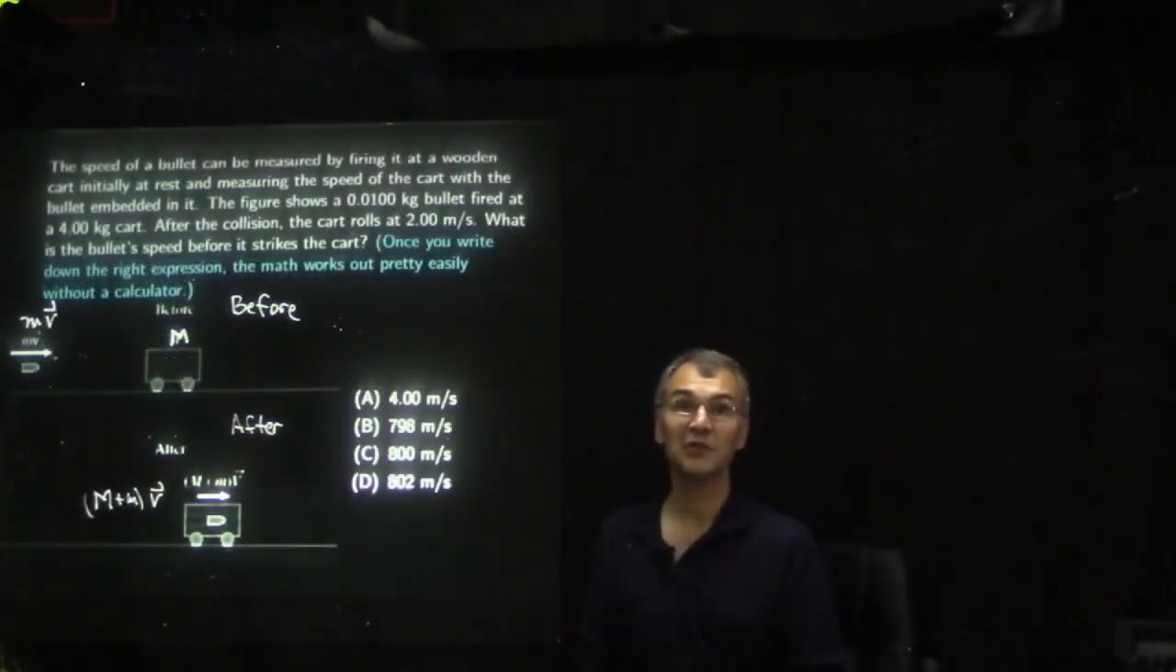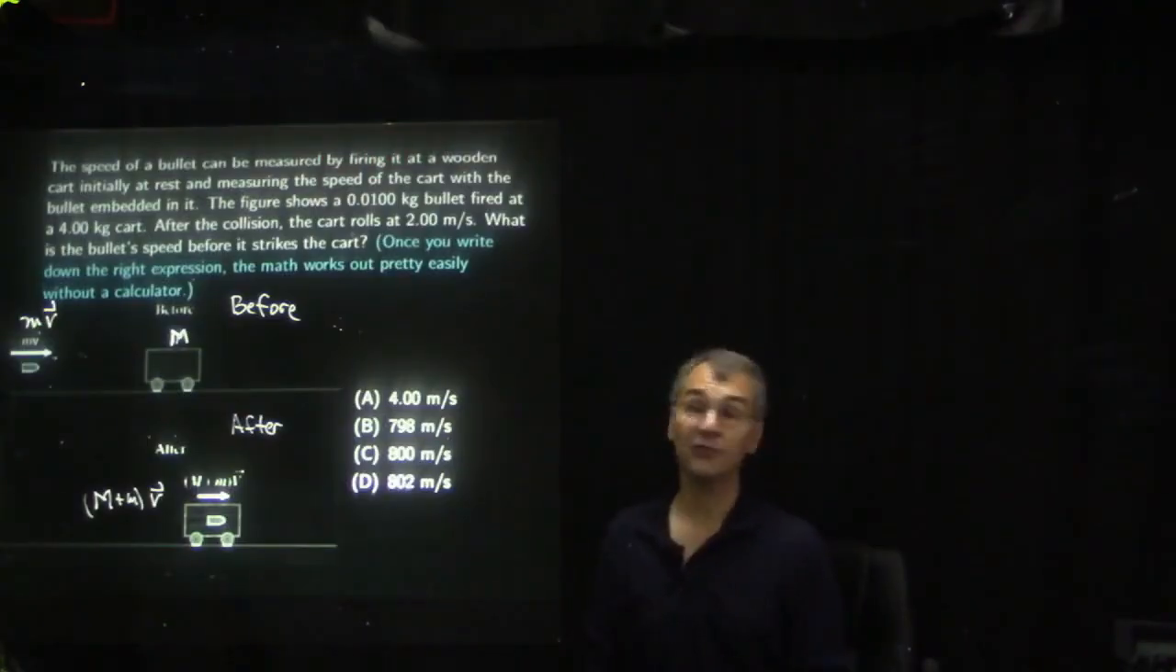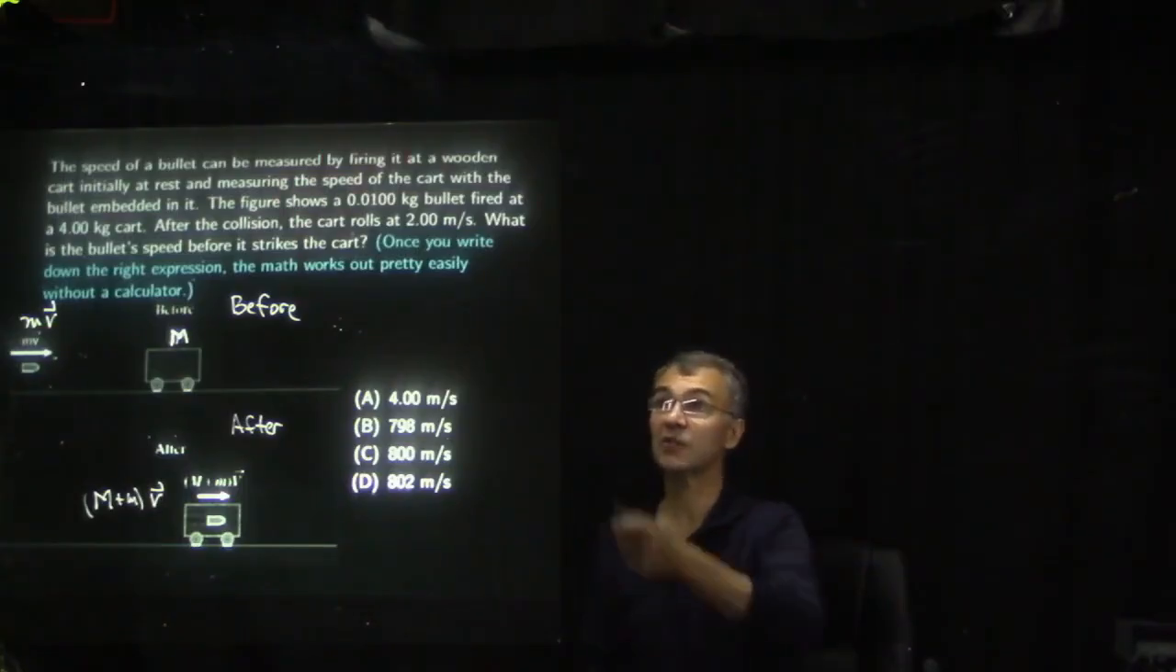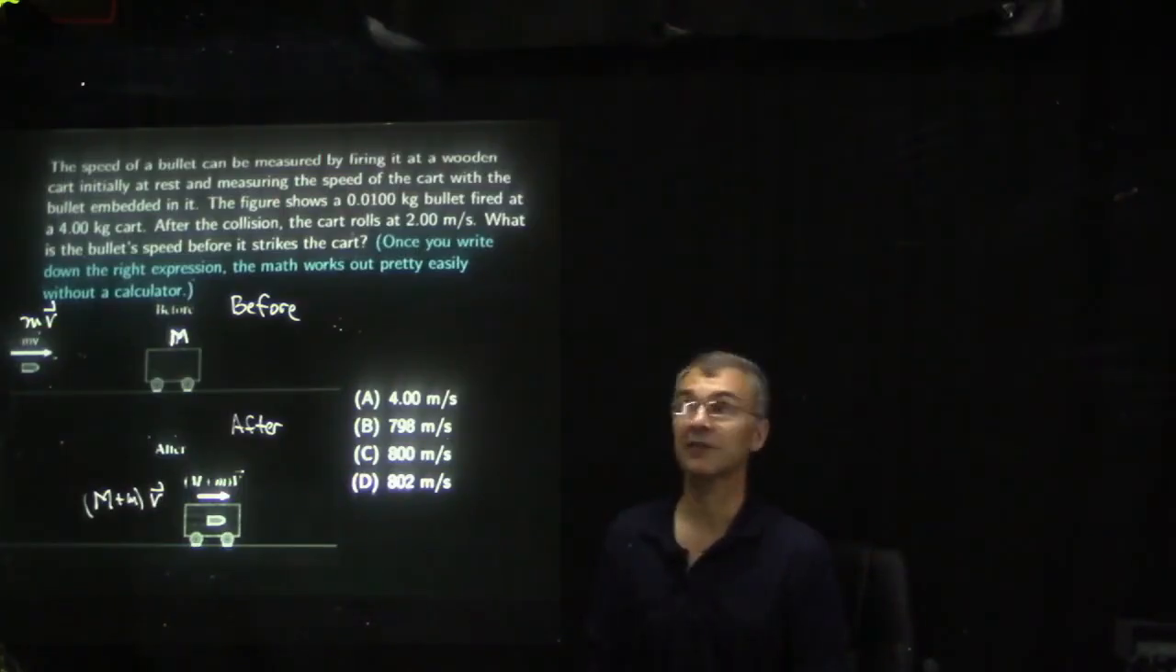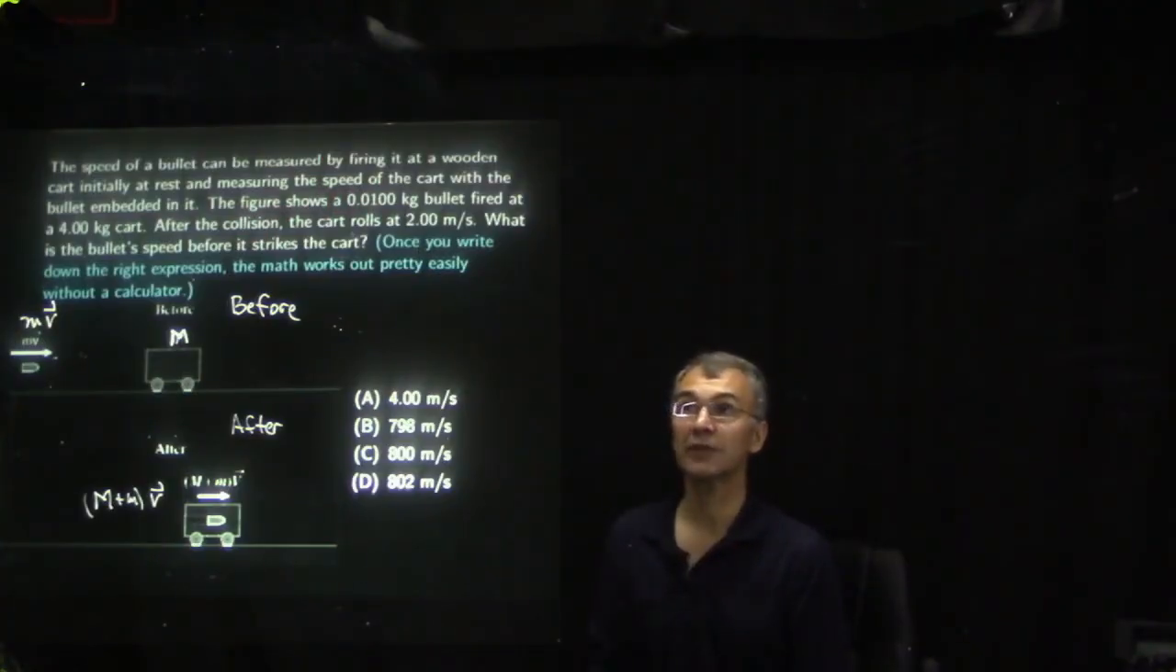One way to measure the speed of a bullet is to fire the bullet at a wooden cart of known mass, which is initially at rest, and then to measure the speed of the cart with the bullet embedded in the cart. The figure shows a 0.01 kilogram bullet, that's a 10-gram bullet, fired at a 4 kilogram cart. After the collision, the cart rolls to the right at 2 meters per second. What is the bullet's speed before it strikes the cart?